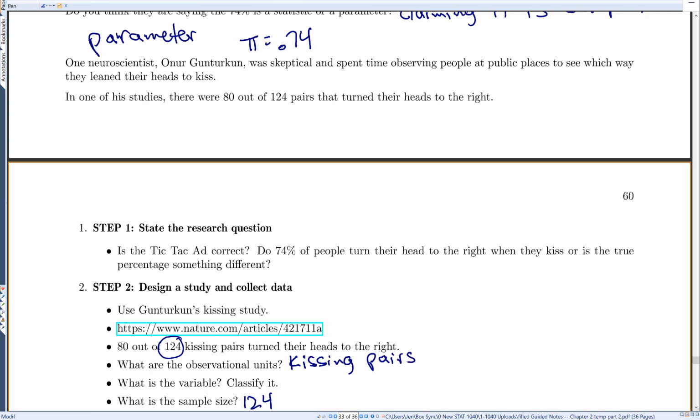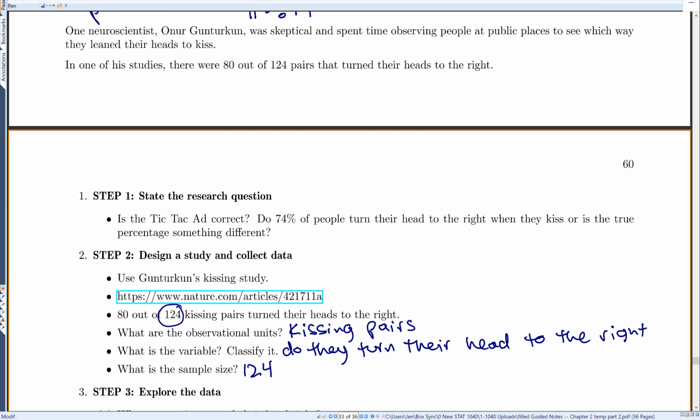Okay. Let's see, what is the variable and classify it? So it's just, do they turn their head to the right? And that's not numerical, that's yes or no, right? And so it's going to be categorical. And not only is it categorical, but it's even binary because it's yes or no. And so as long as it's binary, we can use proportions to deal with it.